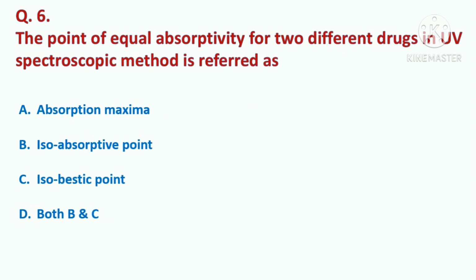Next, the point of equal absorptivity for two different drugs in UV spectroscopic method is referred to as? So what is asked here? The point of equal absorptivity for two different drugs in UV spectroscopic method. So first is absorption maxima, second is isoabsorptive point, C is isosbestic point, and D option is both B and C. That is, it can be isosbestic point or it can be isoabsorptive point. So what is the correct answer here? I already discussed this. Isosbestic point and isoabsorptive point are synonyms of each other. So the correct option is D here.